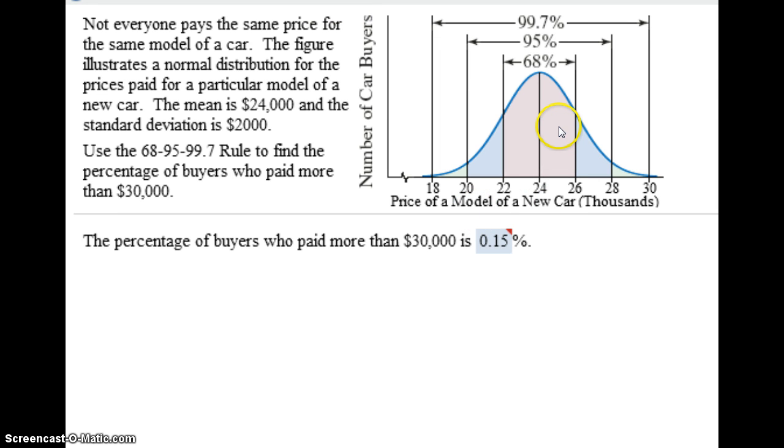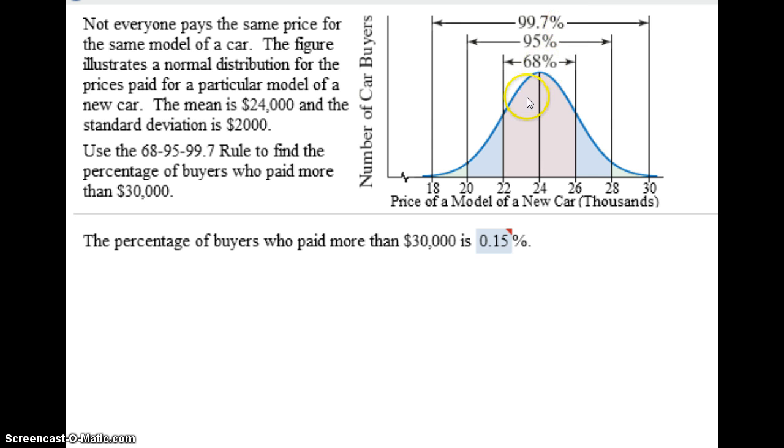This problem is similar. Now the mean is 24, and the standard deviation is 2,000. So 68% of people pay between 2,000 above and 2,000 below. So this question says, find the percentage of buyers who paid more than 30. Again, use these percentages with the fact that it's symmetrical. So in between 18 and 30, we know that's 99.7% of people.